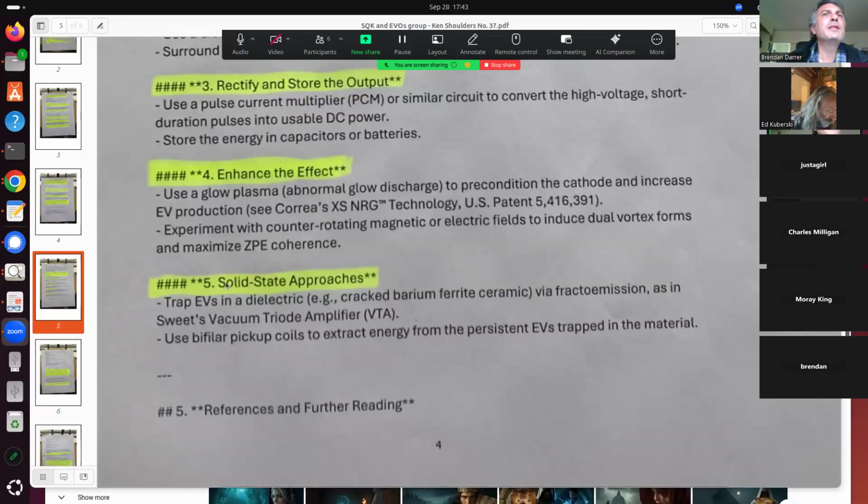Number 5, solid-state approaches. Trap EVs in a dielectric, e.g. cracked barium ferrite ceramic, via fractal emission, as in Sweet's vacuum triode amplifier. Use bifilar pickup coils to extract energy from the persistent EVs trapped in the material.